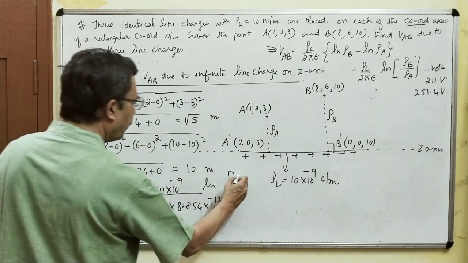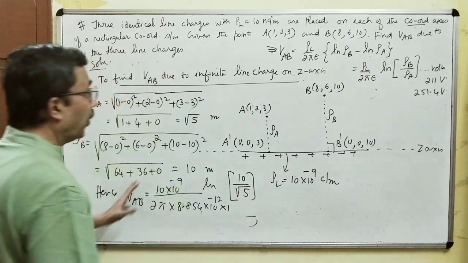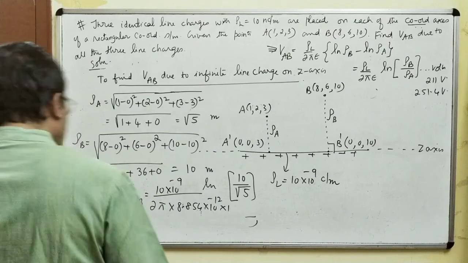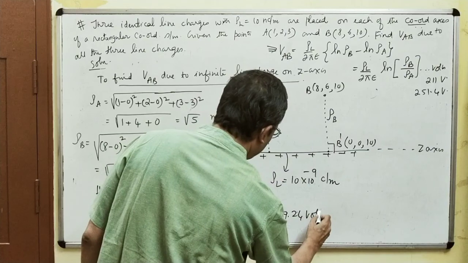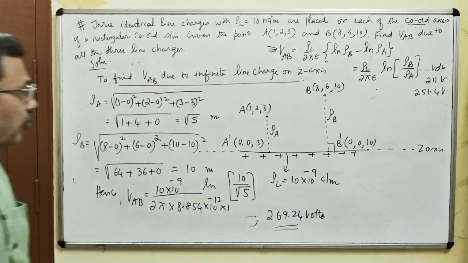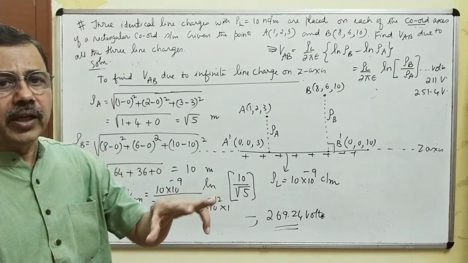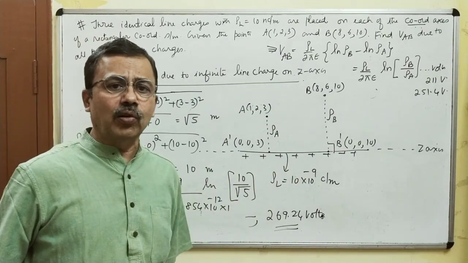rho B is 10, rho A is root of 5. Apply this formula. Then use calculator. You will get the answer 269.24 volts. Please check the correctness of these answers. 269.24 volts. Now we have calculated VAB individually due to three line charges kept on X, Y and Z coordinate axis.